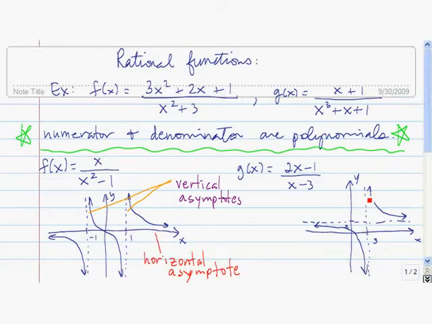Okay, let's take a look at this function. So we see here that we have a vertical asymptote because the function is getting closer to it. So this guy is a vertical asymptote. We also have a horizontal asymptote here because the function is getting closer and closer to that horizontal line at y equals 2.